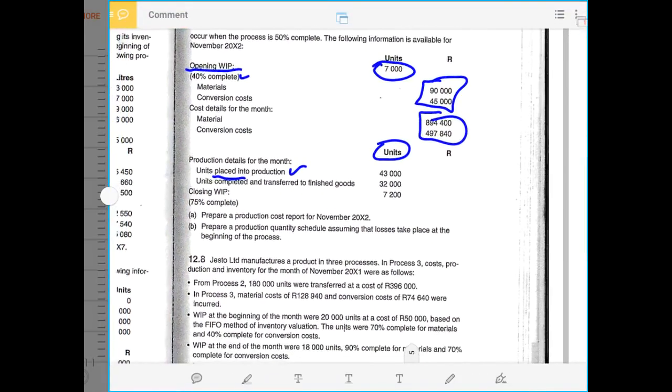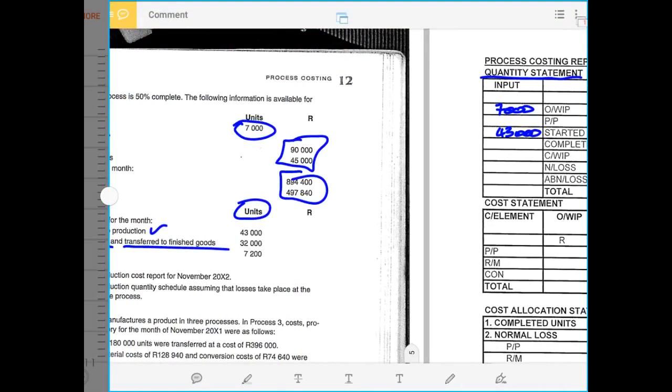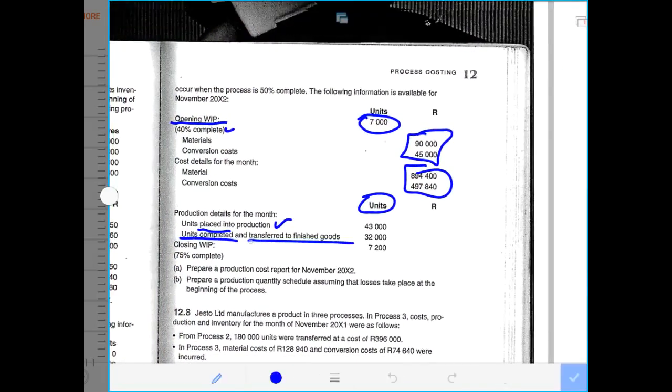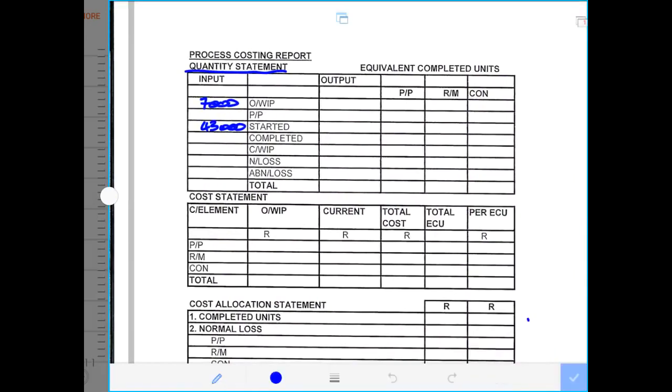Then after that we record the units that were completed. They say units completed and transferred into finished goods. So now when units are completed, they must be complete in terms of everything. And those units that are complete, they tell us how many of them. So now we'll just record them as they are. The units that are complete, it is 32,000 units. Here are the units that are finished and transferred into finished goods. So now let us record the 32,000 units that were complete. Complete units will be 32,000 under output because the output is completely done.